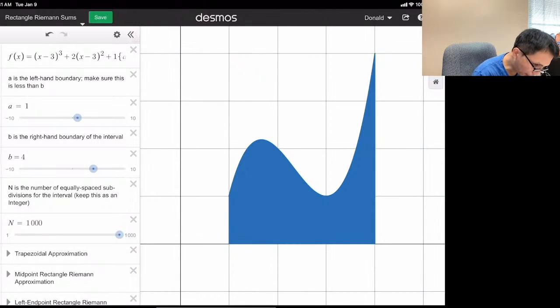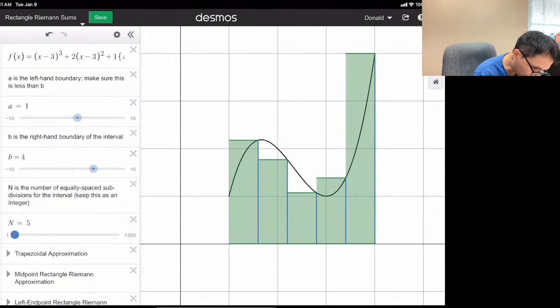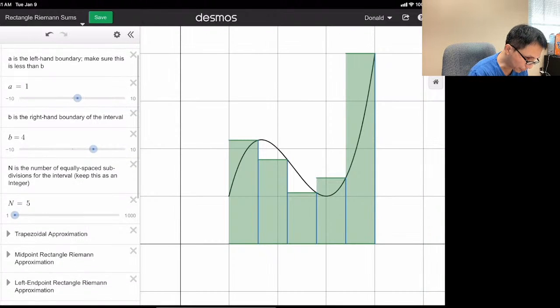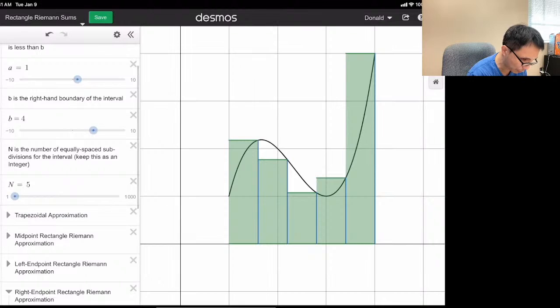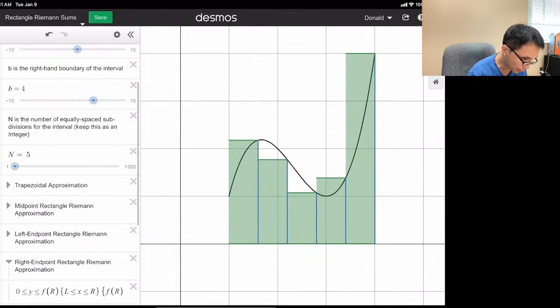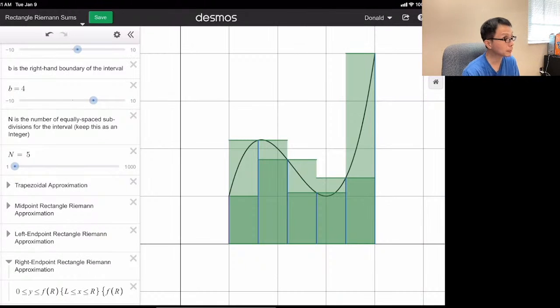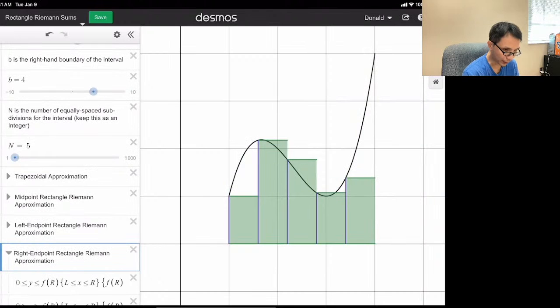Okay, so let's reduce that. And there's definitely a different way to do an approximation. There are a few different ways, so let me introduce you. This is the right endpoint approximation. Now let's look at the left endpoint approximation. It's going to look like this. This is left end. Let me unhighlight the right end.